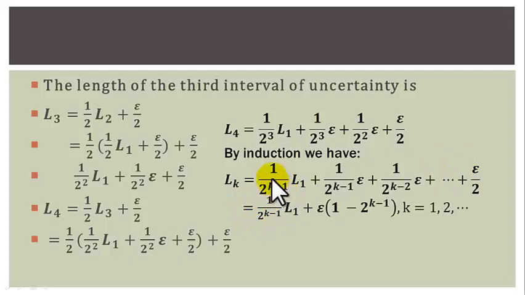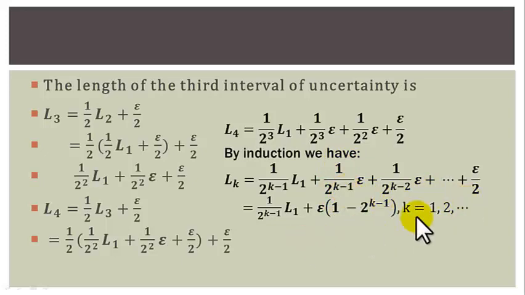This is equal to 1 all over 2 to the power k minus 1 L1 plus, observe that epsilon through here is common, so we can factor it out. When we factor this out, this will give us epsilon into 1 all over 2 plus 1 all over 2 to the power 2 plus 1 all over 2 to the power 3 until you get to 1 all over 2 to the power k minus 1.